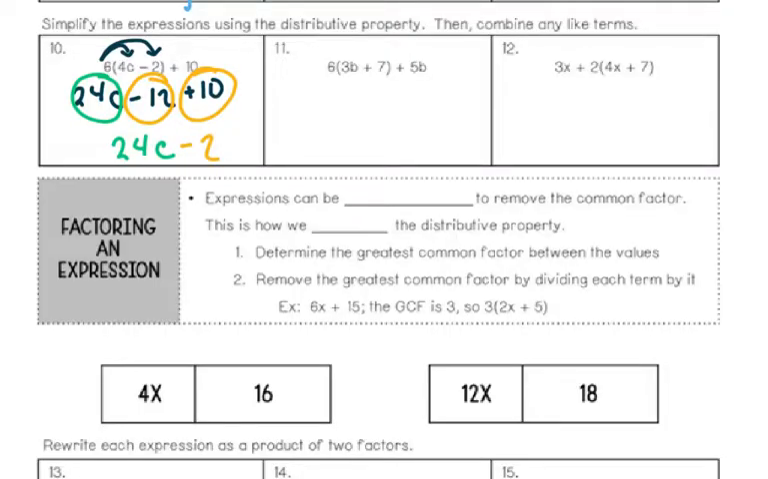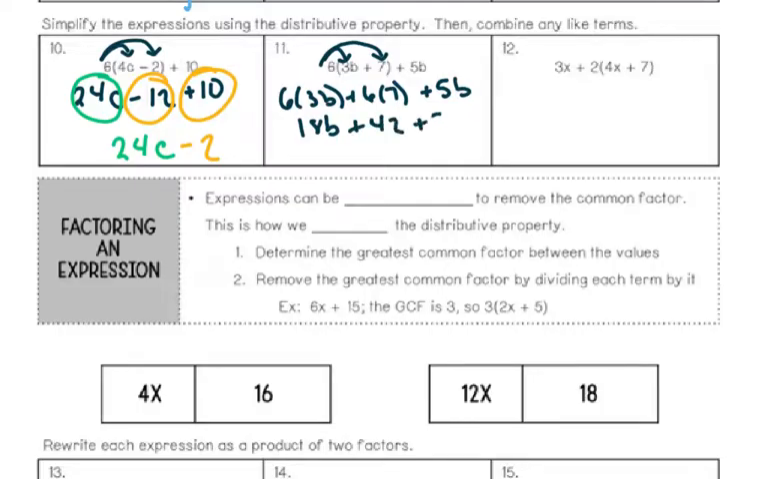Let's go ahead and try number 11 together. First, I go ahead and distribute that 6 to the terms inside of the parentheses, 6 times 3b, and 6 times 7. And then I just went ahead and brought down that third term, plus 5b. Once I simplify this, 6 times 3 is 18. Keep the variable, so 18b. 6 times 7 is 42. And then I just bring down the other 5b.